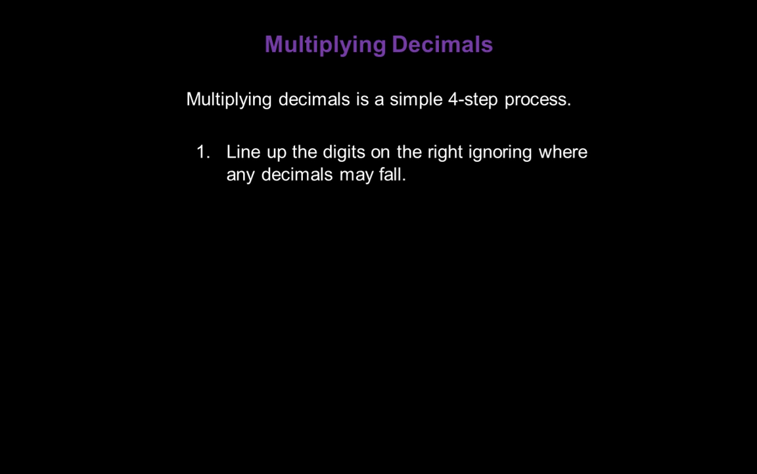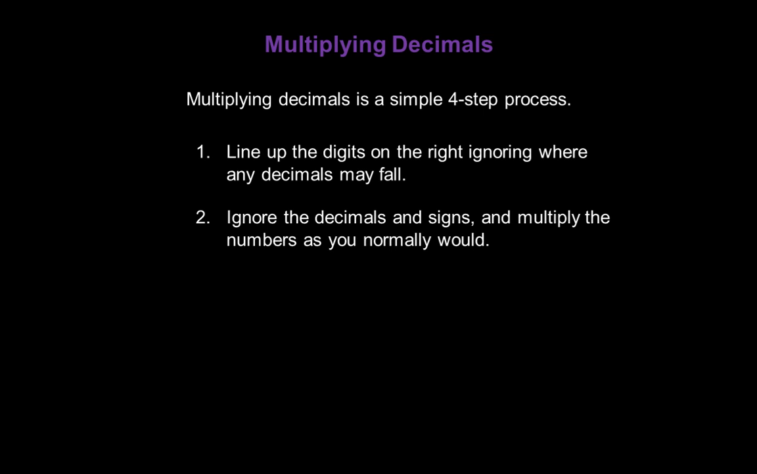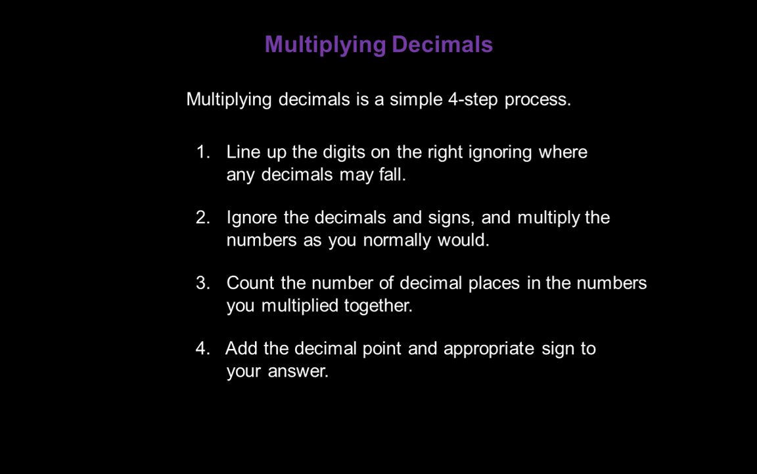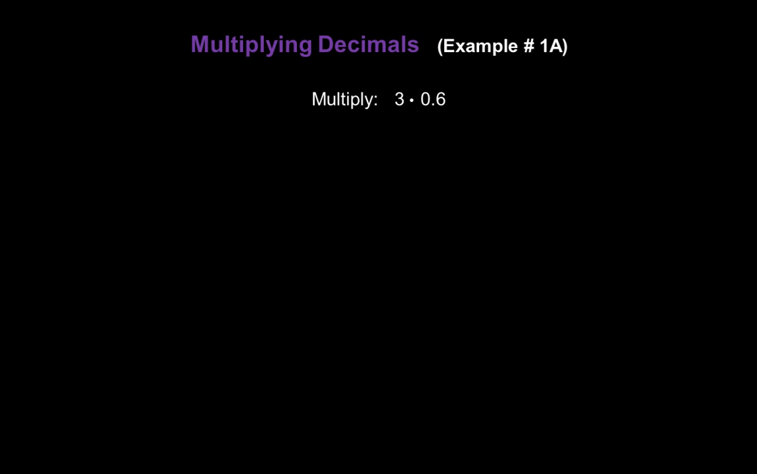Step 1. We line up the digits on the right side, ignoring where any decimals may fall. Step 2. Ignore the decimals and signs on the numbers and multiply the numbers as you normally would. Step 3. Count the number of decimal places in the numbers you just multiplied together. And step 4. Add the decimal point and appropriate sign to your answer. Now, let's look at a few examples.